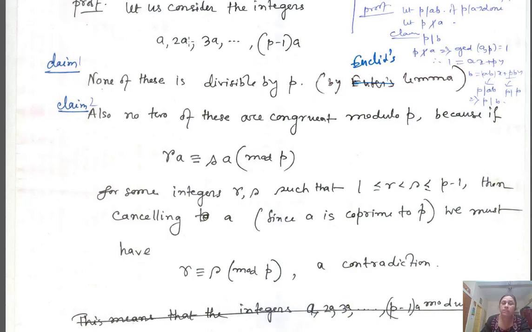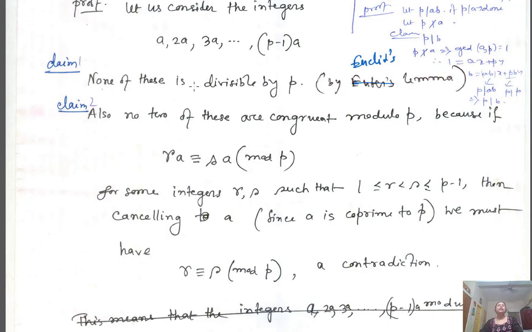So if two elements from this set are congruent modulo P, then we are getting a contradiction. R is congruent to S modulo P cannot be true because R and S are in this range. So first we have shown that none of these elements is divisible by P, and second we have shown that if you pick a pair of elements, they are not congruent modulo P.